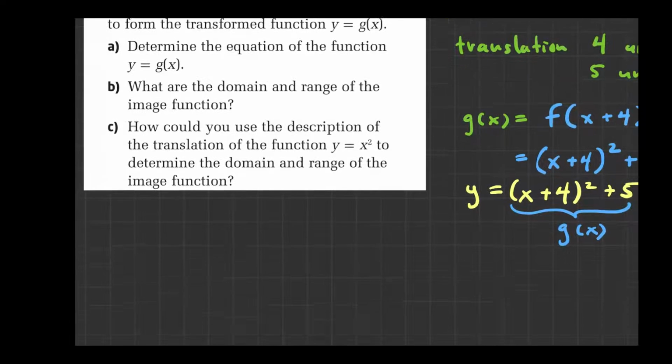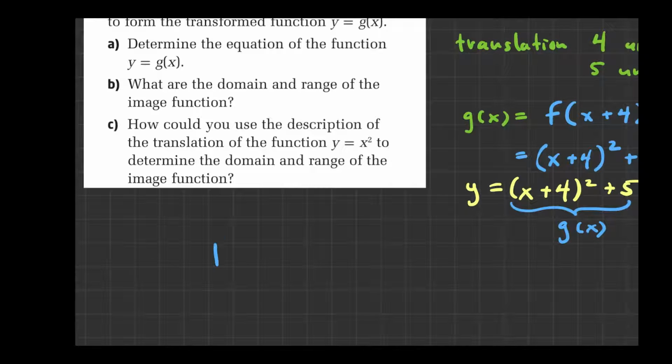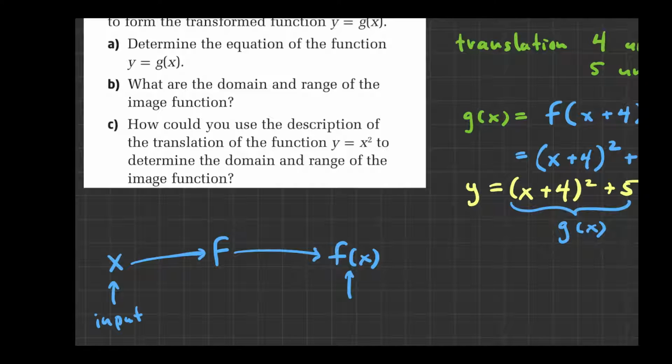So if I have a value, here let's say that this is my function f, and I want to put a value x into f, and then f outputs a value which we call f of x. So this is the input. This is the output.